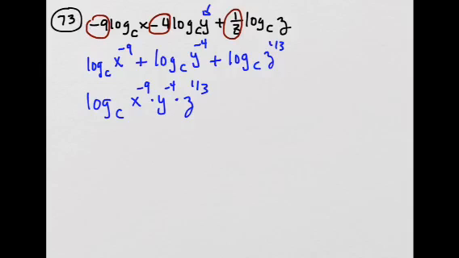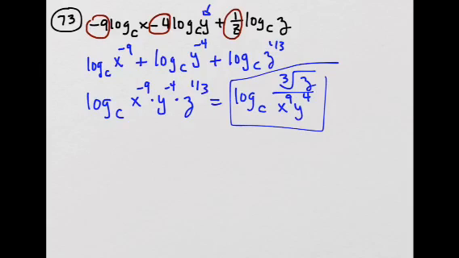Now the negatives have to become positive, you turn them to positive to simplify. So this is log base c of x to the 9th, y to the 4th, and then the 1/3 power, we just change it to a radical. And that's the answer right there.